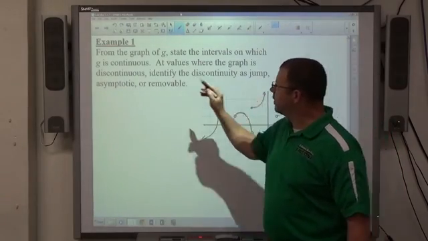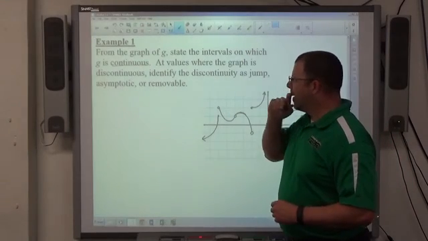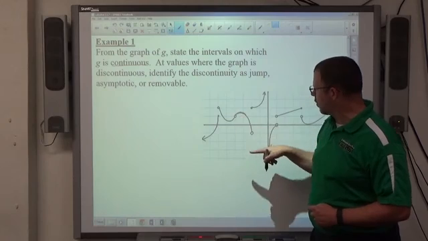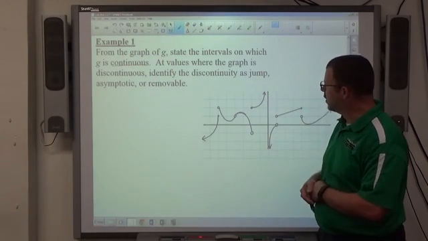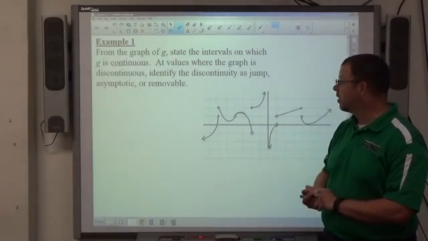A continuous interval is just an interval in which there's no breaks. So every time there is a break in any way, shape, or form, like this, or just a hole in the graph, or maybe it goes straight up or straight down, so it's hitting an asymptote. Each of those represents a break in the graph, so it represents a point where it's discontinuous.